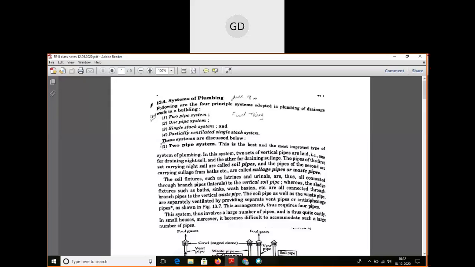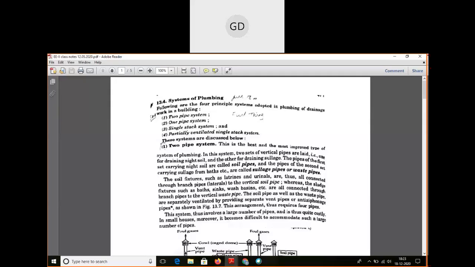So number one is the two pipe system. What is a two pipe system? It is the most improved type of plumbing system. In this system, two sets of vertical pipes are laid. One pipe is used for draining the night soil, and the other is for draining the sullage.